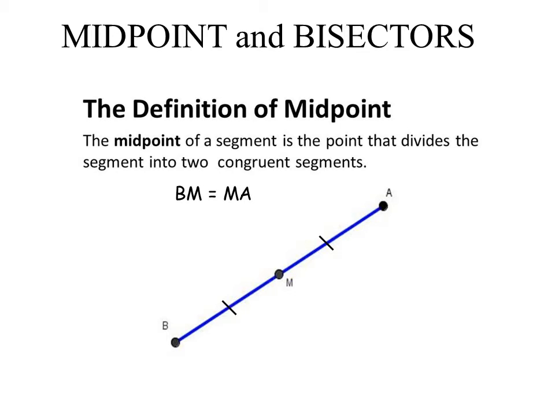So now you know that BM has to equal MA because it told you that M is a midpoint. If it's a midpoint, it's going to break this segment into two equal pieces. So if I said that AB was 10, you would know that BM has to be 5 and MA has to be 5 units.